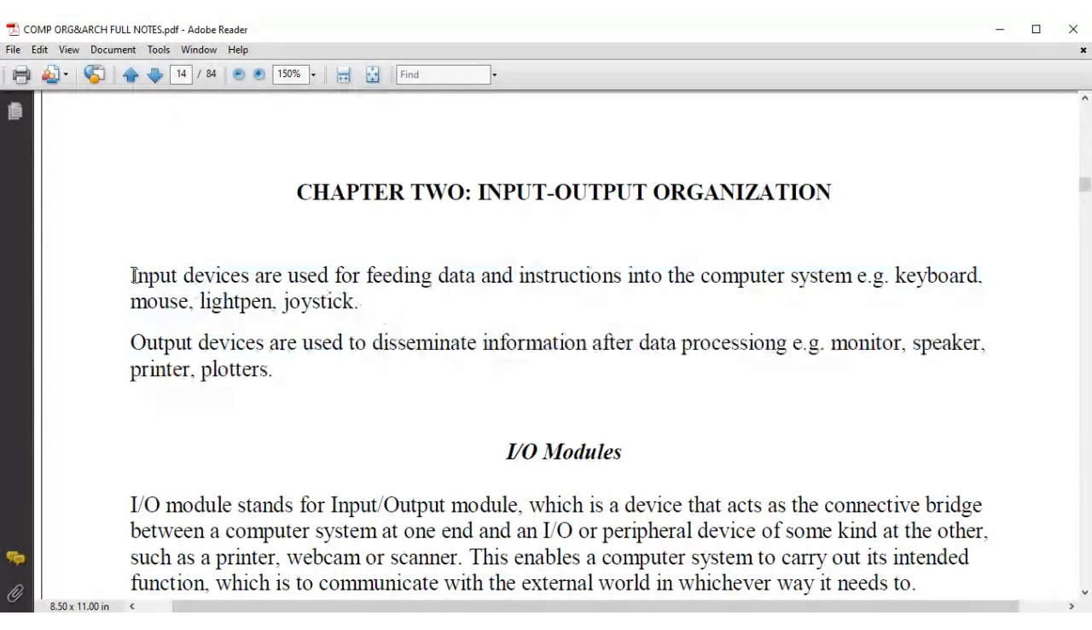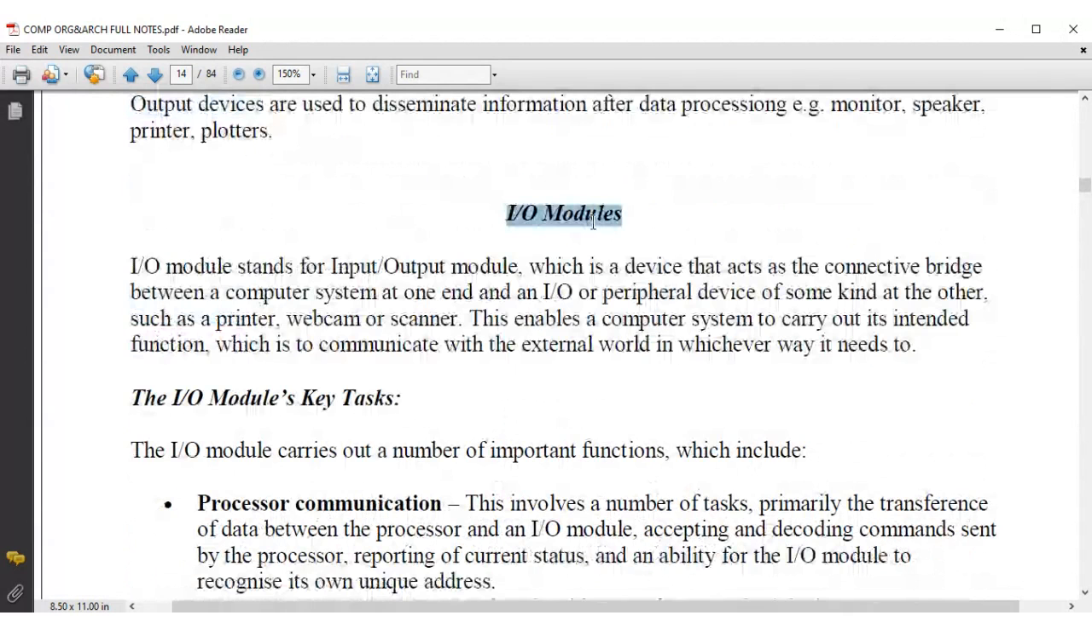Now, basically, we know what input devices are and what output devices are. Input devices are devices used to enter data or instructions, or to feed the computer with data and instructions, and they can be things like keyboard, mouse, light pen, joystick, and scanners, magnetic and optical scanners. Output devices are devices that are used to give out information or the results after processing. So we already know that. So we will need to talk about input-output modules.